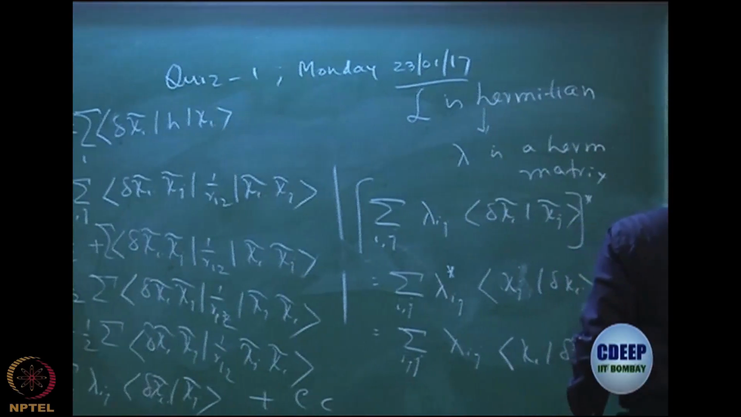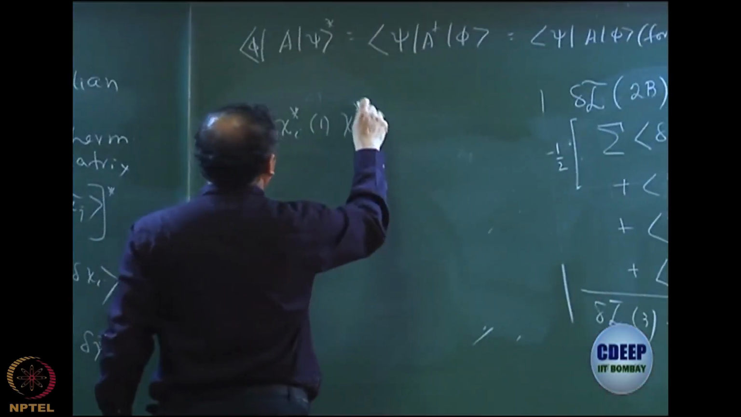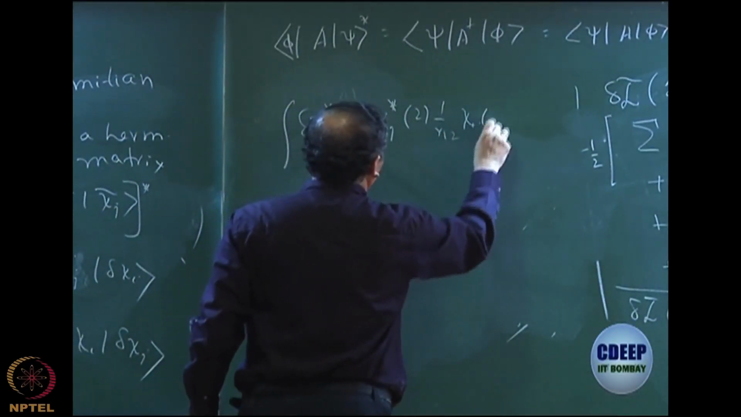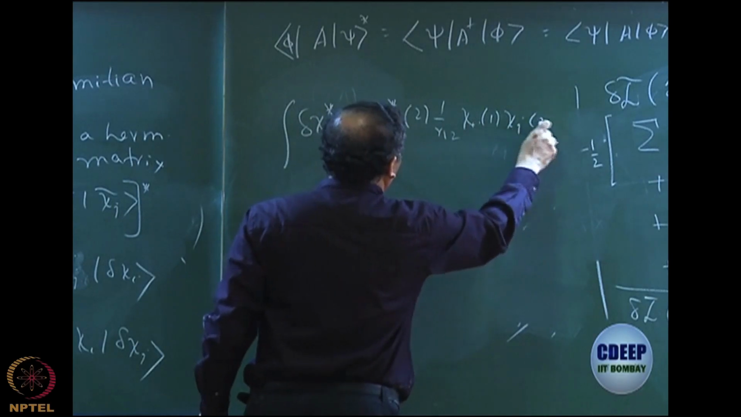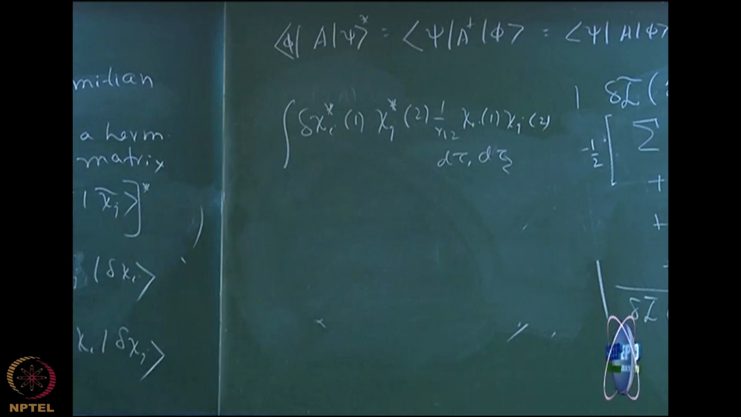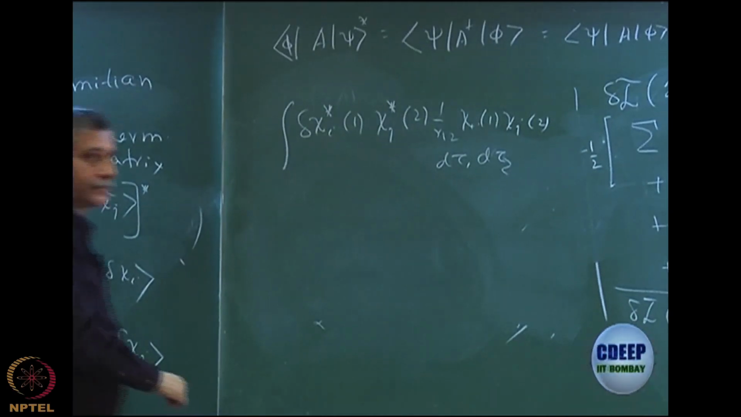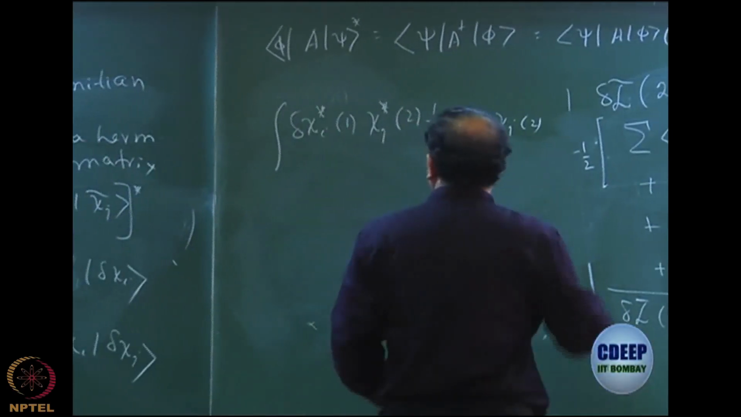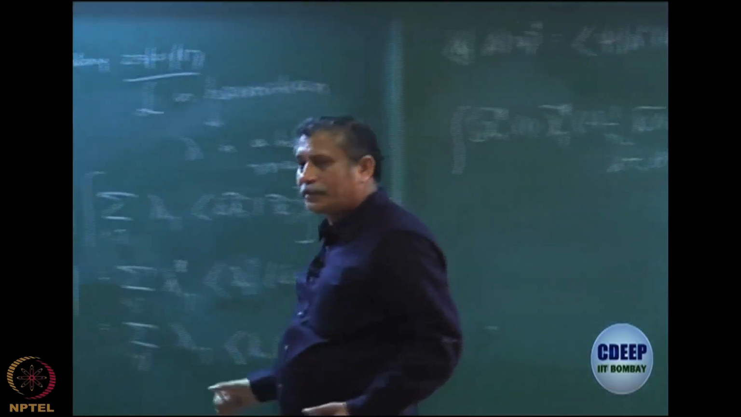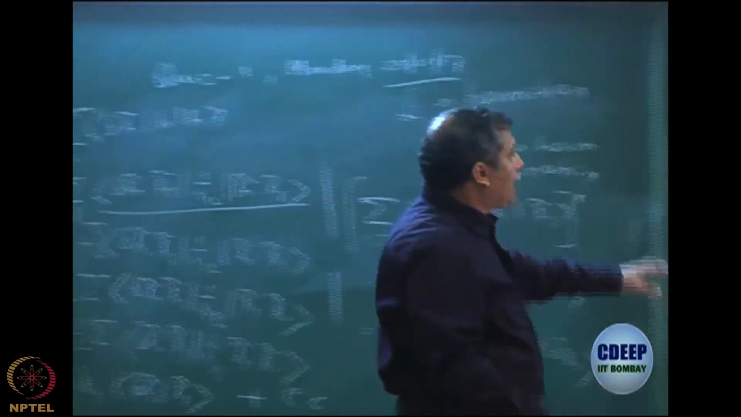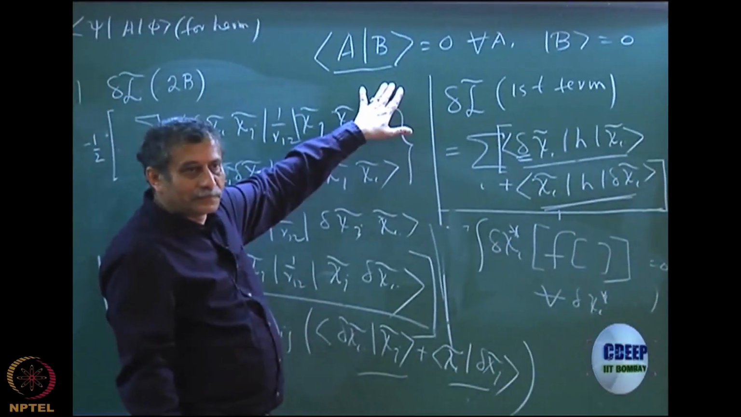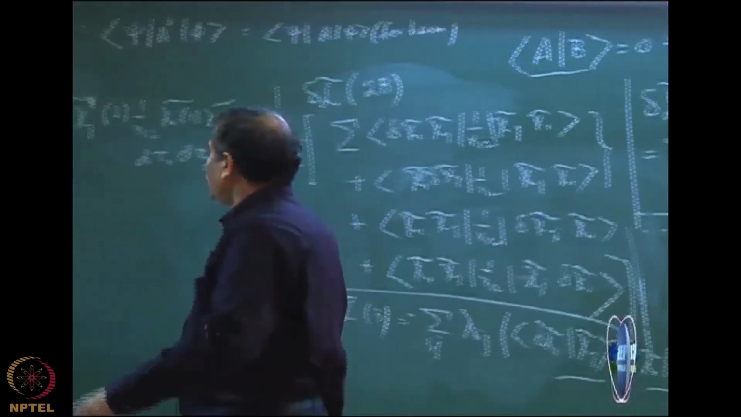Delta chi i star 1, chi j star 2, 1 by r12, chi i 1, chi j 2, d tau 1, d tau 2. So this is my term. This is the first term that I am writing. Is it okay? Except that everything has to be taken. That's okay. It's not important. How do I write it in this form? That's what I am going to show.